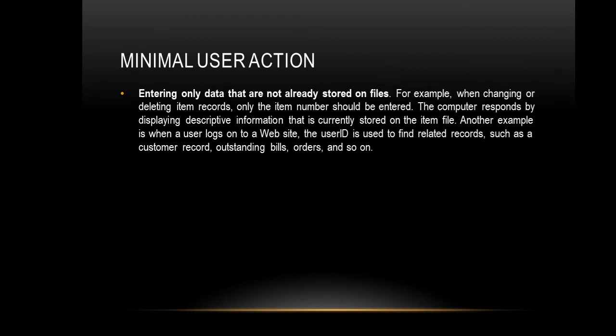Another way to minimize user action is entering only data that are not already stored on file. For example, when changing or deleting item records, only the item number should be entered. The computer responds by displaying descriptive information that is currently stored on the item file. Another example is when a user logs on to a website. The user ID is used to find related records such as customer record, outstanding bills, orders, and so on.